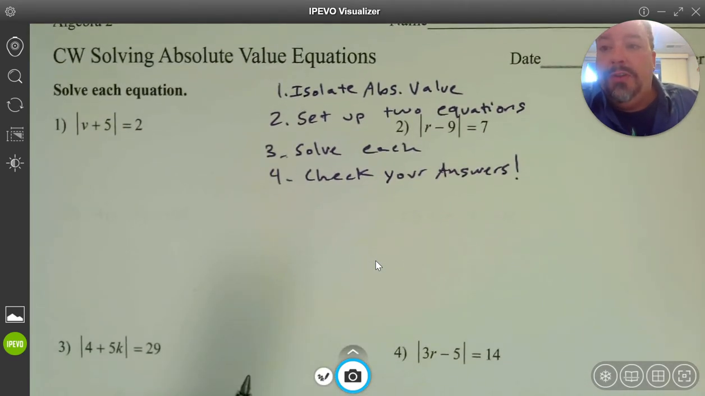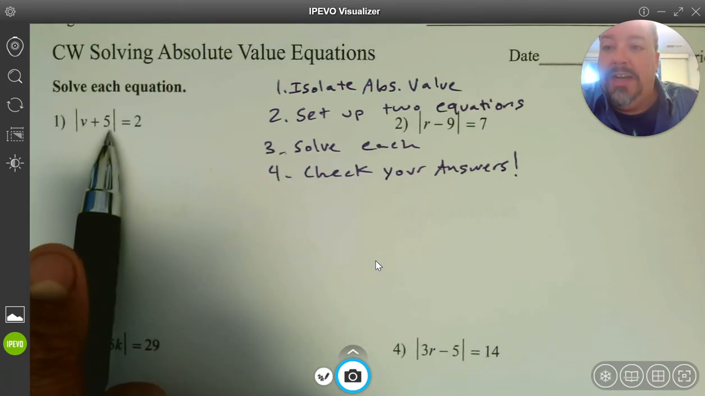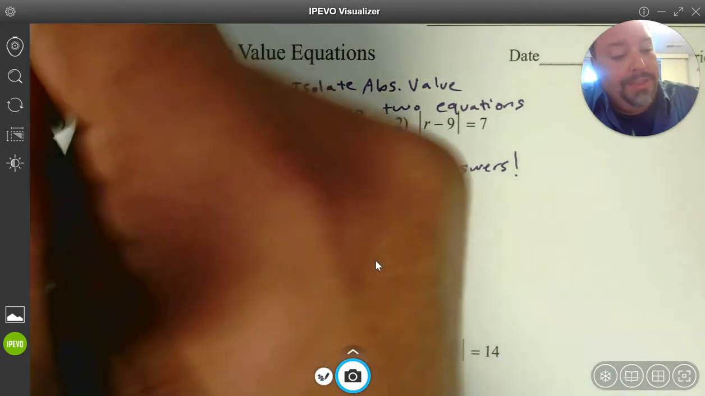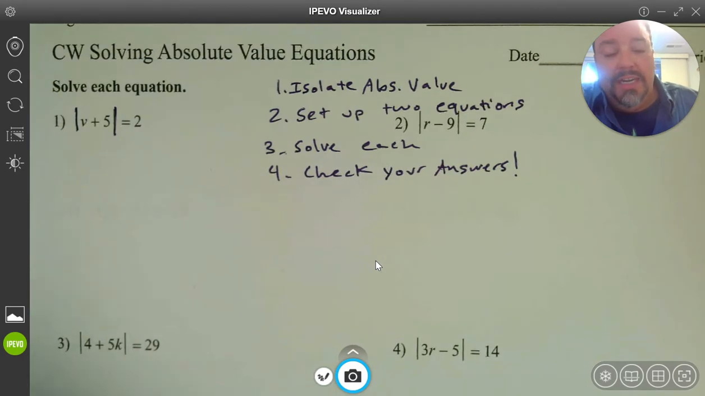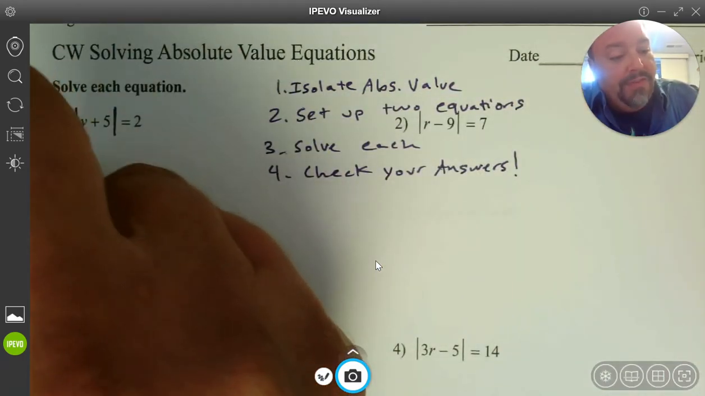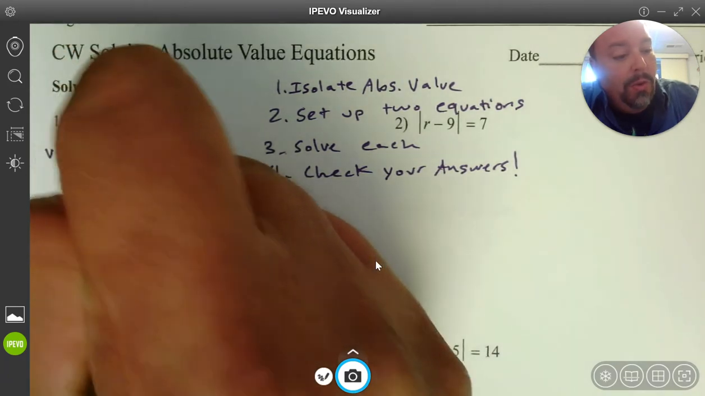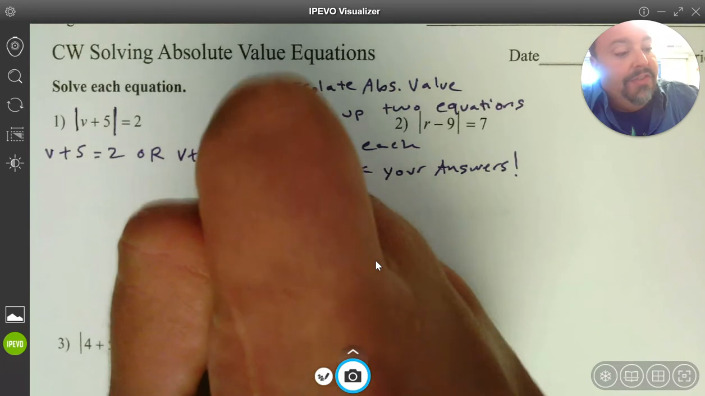So for the first few here, we look at them and the absolute value is already isolated. Here we have the absolute value of v plus 5 is equal to 2. So we see we've got our absolute value bars here. There's nothing on the outside of it. So we go to step 2. We set up our two equations. v plus 5 equals 2, or v plus 5 equals the opposite, equals negative 2.